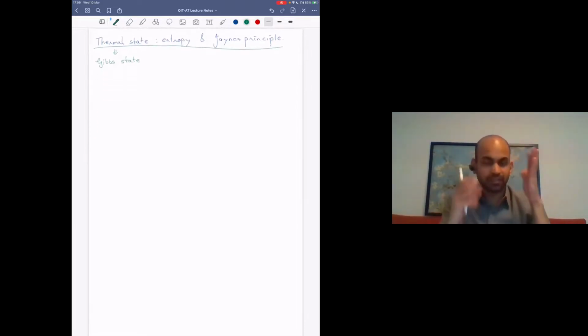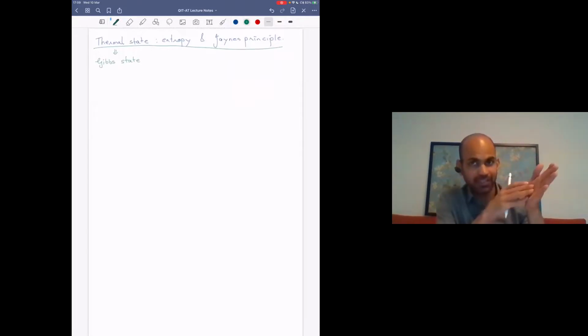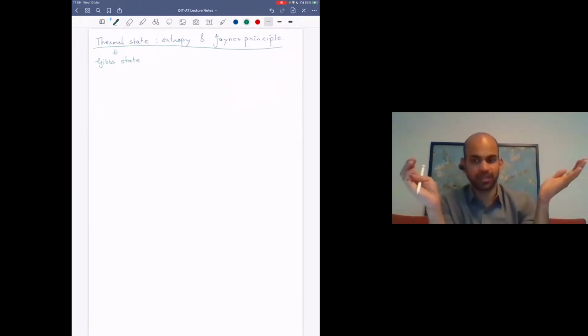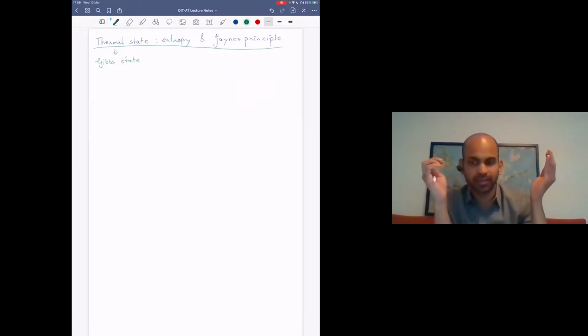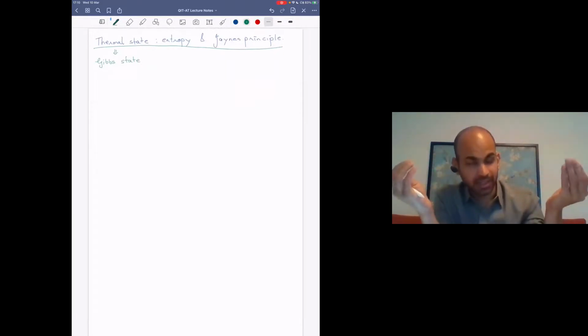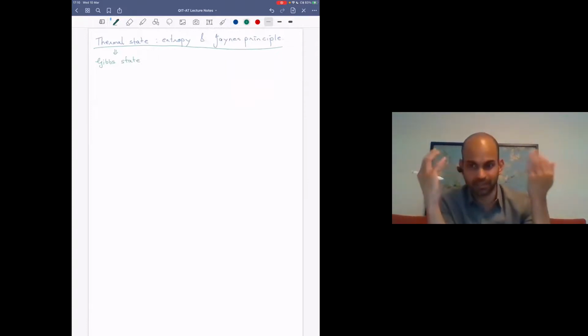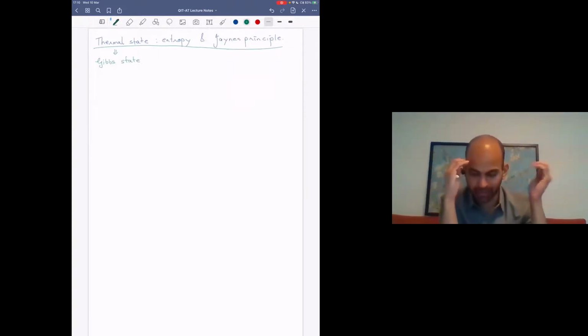Okay, so we have now seen one way of arriving at the Gibbs state, which is we defined a resource theory, what we're allowed to do. We're allowed to do unitary operations on multiple copies of a state. And we found that the Gibbs state was the only one that would not allow us to extract any work, no matter how many copies we have.